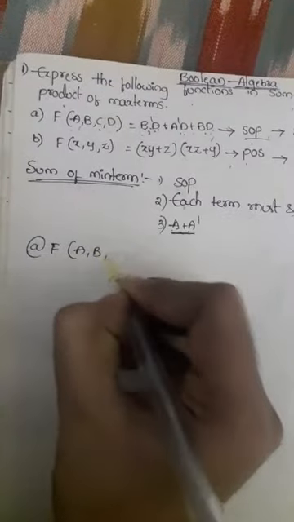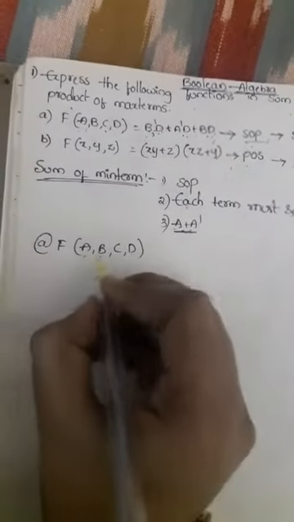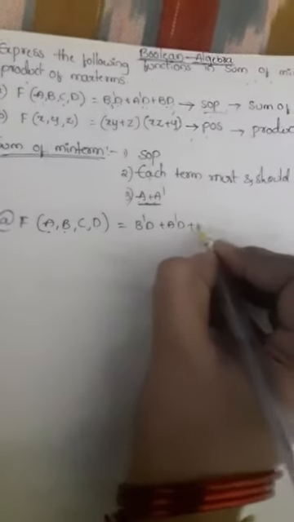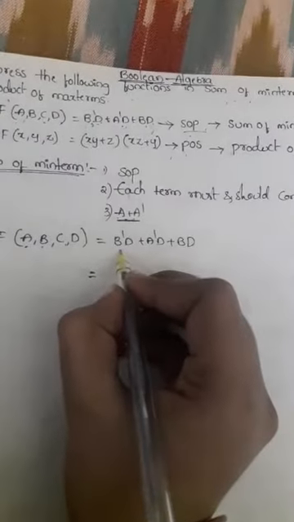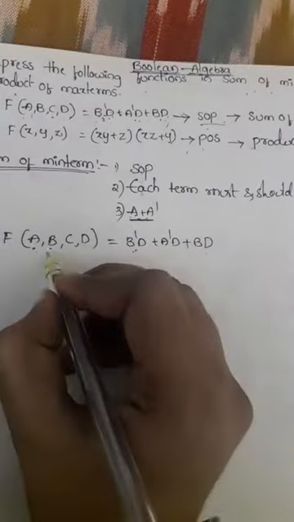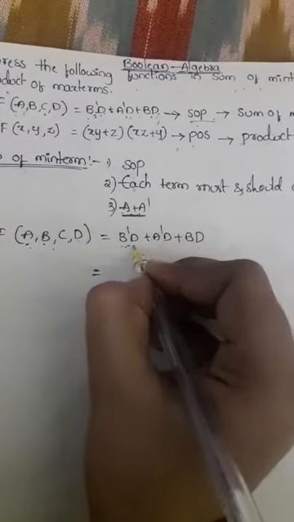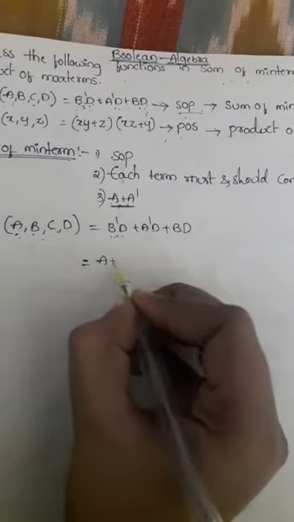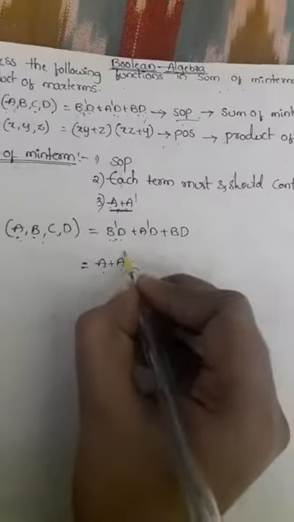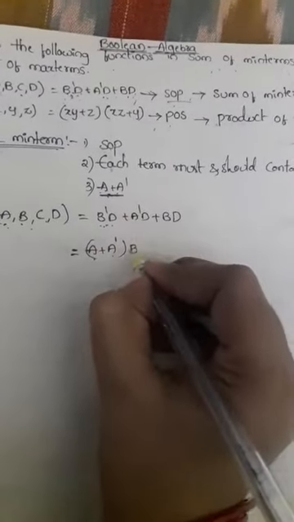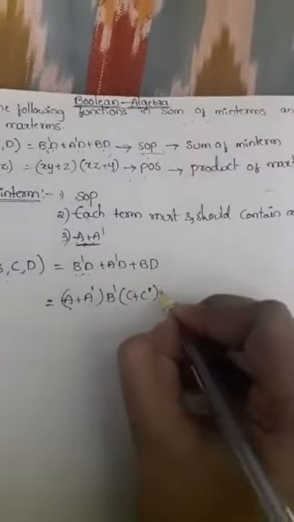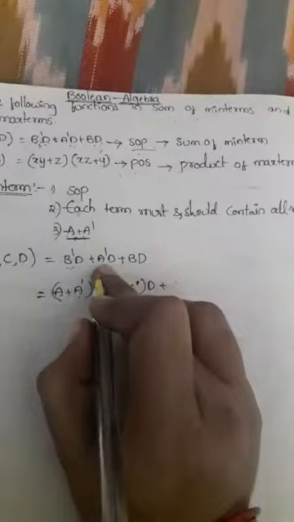We need to solve this first expression, f of a b c d equals b complement d plus a complement d plus bd. Now simplify this. Which variables are missing here? We have 4 variables, and in the first term a and c are missed, right? So I take the ANDed term: a into a plus a complement, next b complement, and c is missed, so again c plus c complement into d. Plus here also b and c are missing.